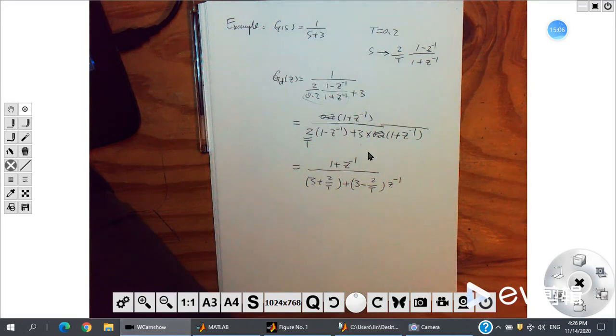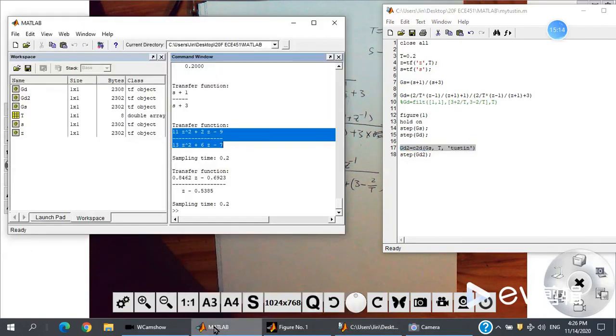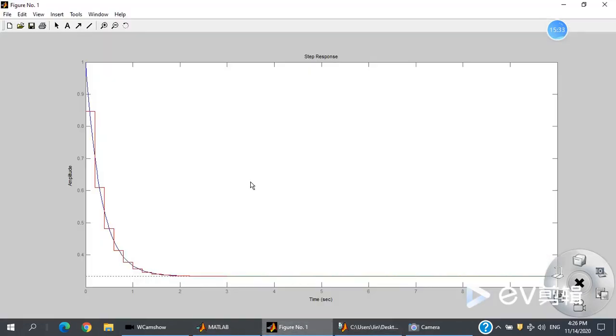The result should be first order, but when the computer does the calculation, it does not cancel anything. It just keeps everything there. It does not simplify. It does not cancel anything. So you get a second order. But it should be the same. So these two GD, they are the same thing. When we check the step response, they are totally the same. All right.